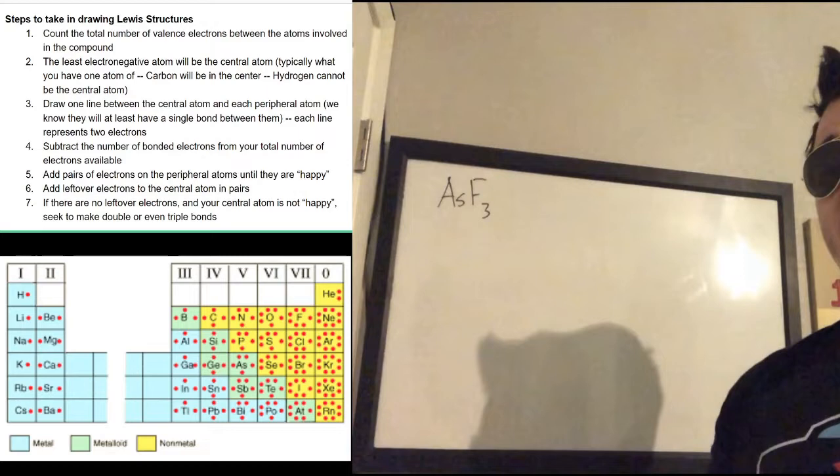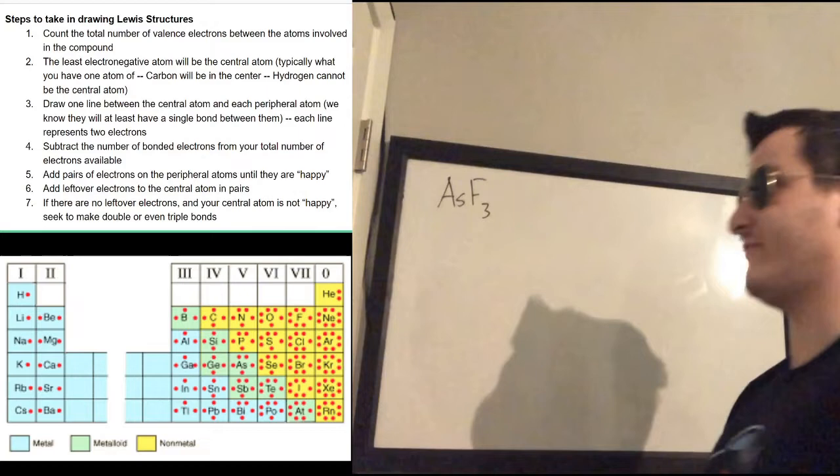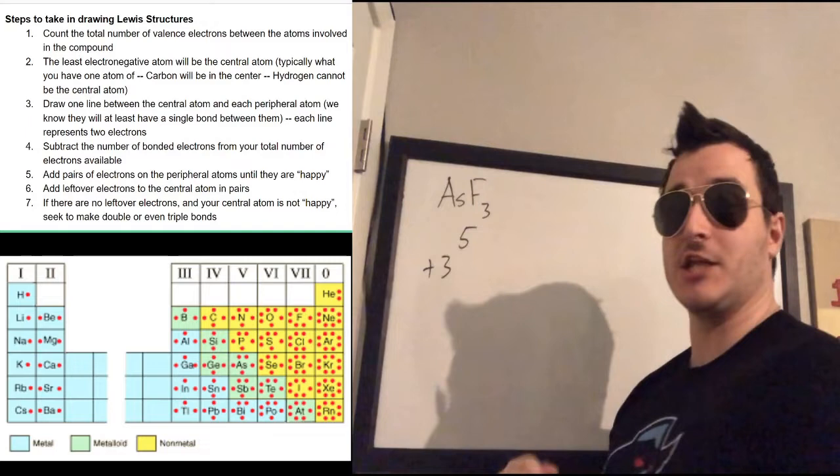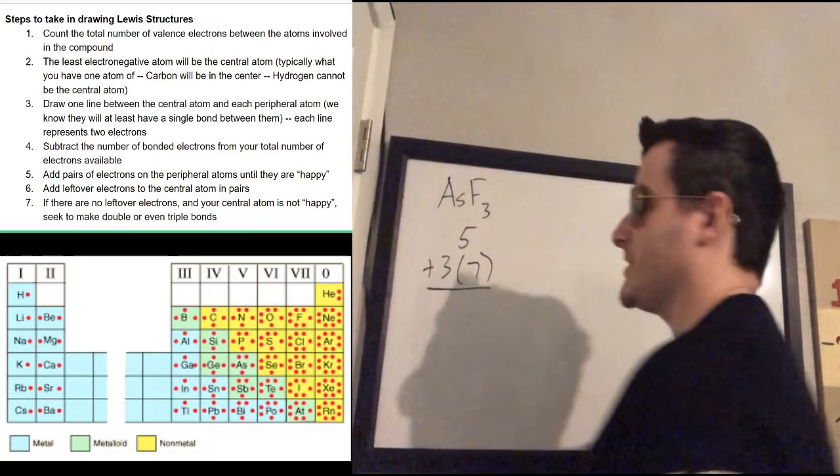First step, as always, draw out how many electrons you have. Add them up. Arsenic is in family 5A, and therefore is going to provide 5 valence electrons. And I've got 3 fluorines that each provide 7 electrons based on their location on the periodic table. And so that's a grand total of 26 electrons, more electrons than we've had on any of our examples we've done previously.